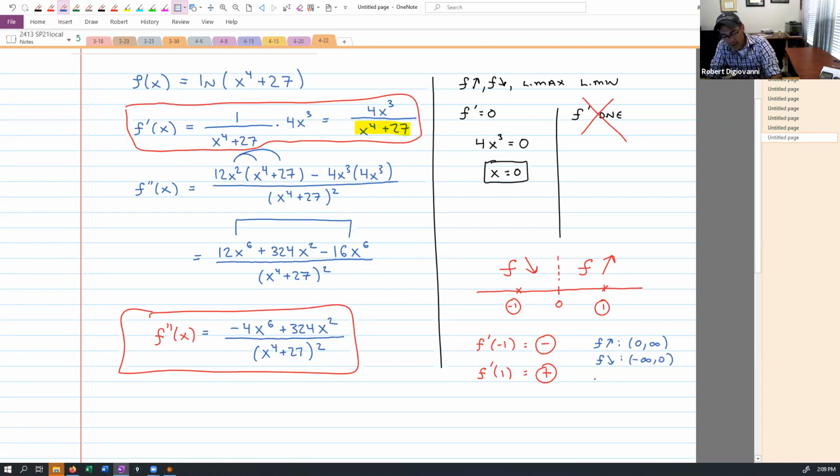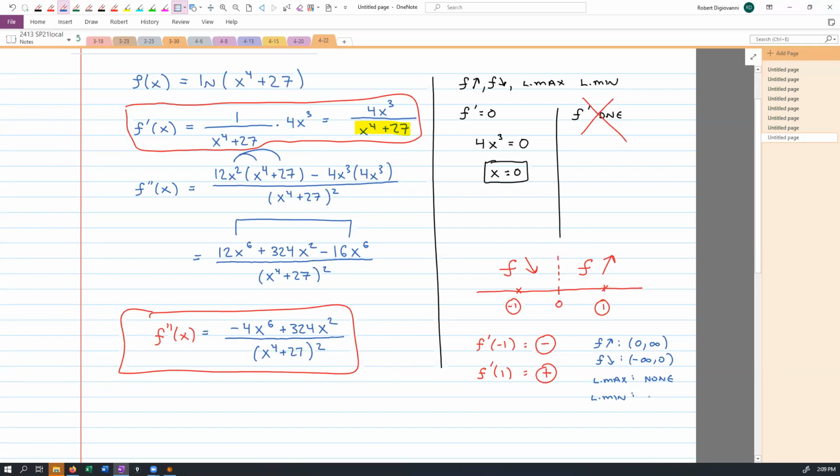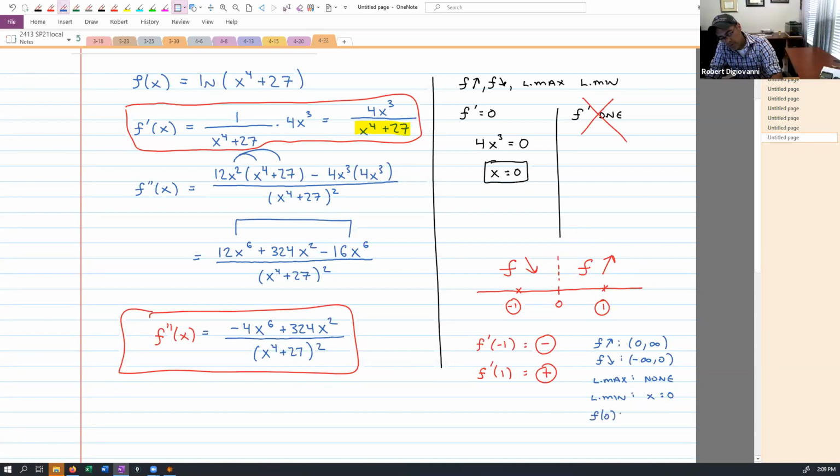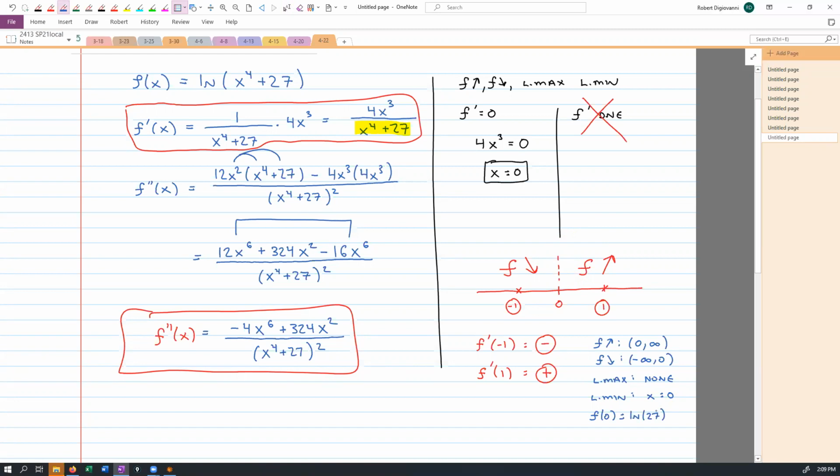Do I have any local maxes? No. Do I have a local max? No. No, none. I have no local max. Do I have a local minimum? Yes, at x equals 0. And so if I plug 0 into the original function, we just get natural log of 27, whatever that is. That's a number you can get on your calculator. First part's done.